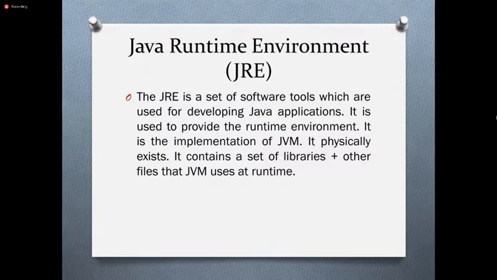The implementation of the Java virtual machine is done by the JRE. The JRE is physically existing. The JVM is not physically existing but the JRE is physically existing, and the implementation of the JVM is done by the JRE. In addition to that, because it's physically existing, it will have the libraries and other files relevant to the JVM.